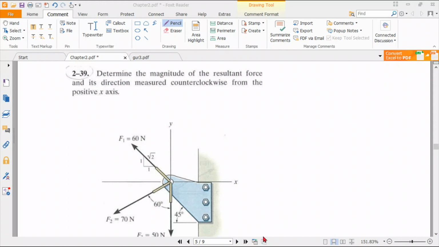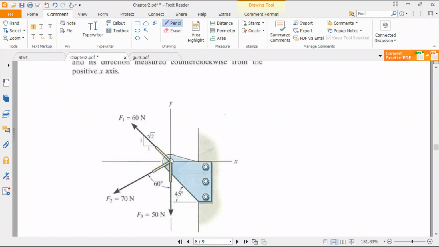Okay, let's solve problem 339. Determine the magnitude of the resultant force and its direction measured counterclockwise from the positive x-axis. Now we are given the x-axis and y-axis. There exist three forces. F1 is equal to 60 newtons. Its slope is given and direction is given.